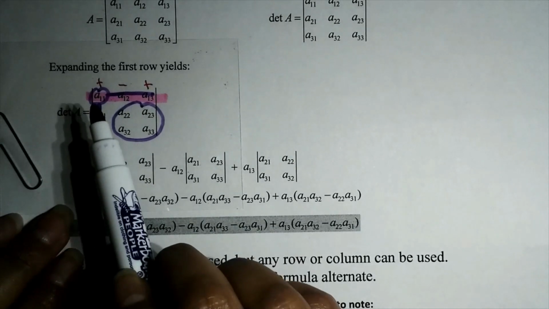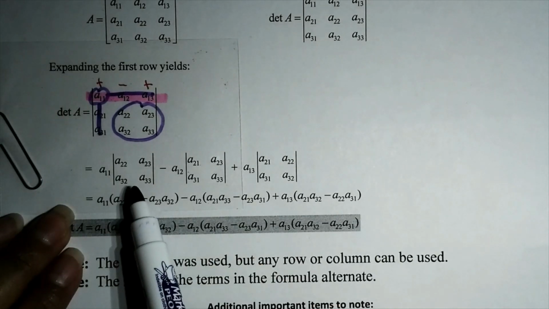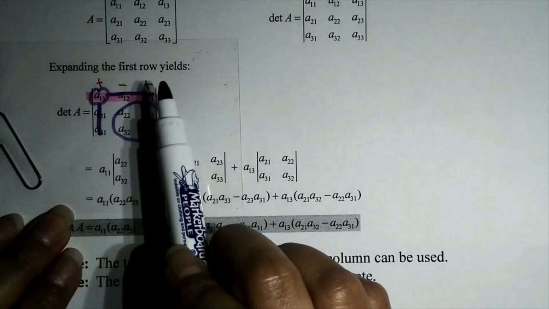Cool. So we have A11 times its minor. The minor is the determinant formed by the leftover elements when you cross out the row and column.